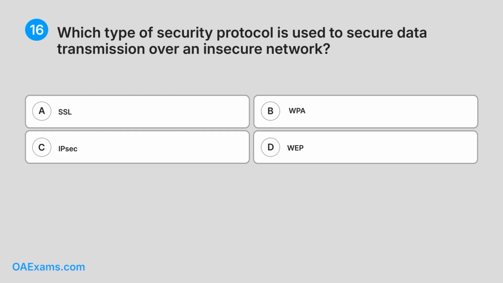16. Which type of security protocol is used to secure data transmission over an insecure network? A. SSL. B. WPA. C. IPsec. D. WEP. What do you think is the answer?